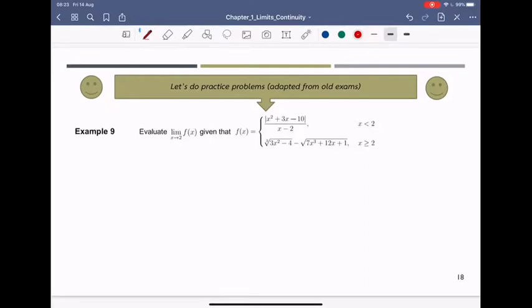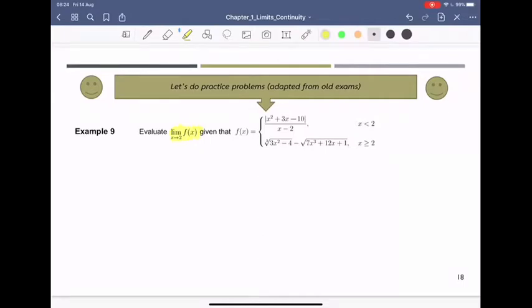All right. Okay, so let's start with example 9. I want you to compute the limit of f(x) when x approaches 2, given the function f as you see on the slides.